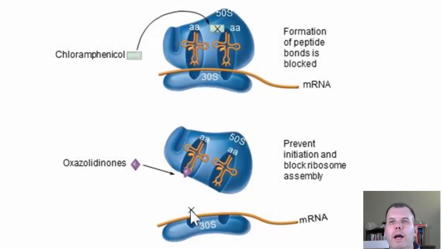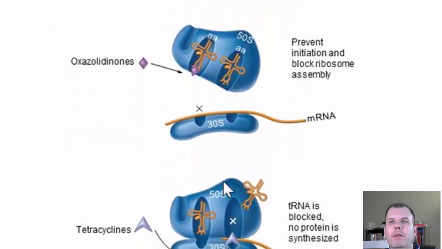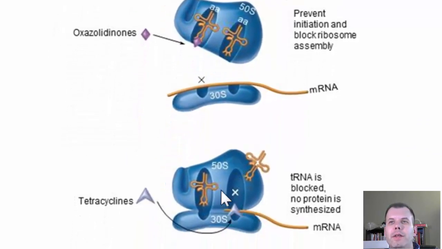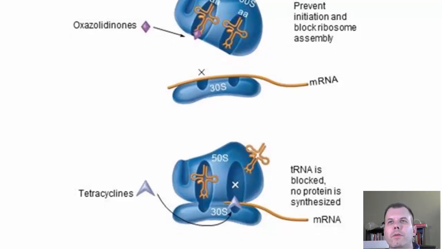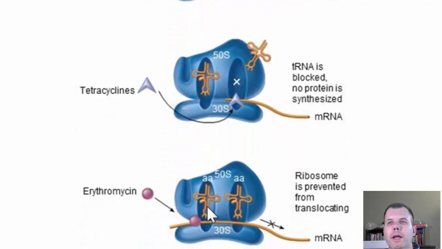The oxazolidinones again prevent both the 30S and 50S from coming together. The tetracyclines block the tRNA, so those don't come in. I guess this one affects the chloramphenicol, affects the peptide bond formation. Sorry about that. And then erythromycin, again, prevents the elongation. So it basically puts a padlock on the mRNA, and so you can't go down the pathway.